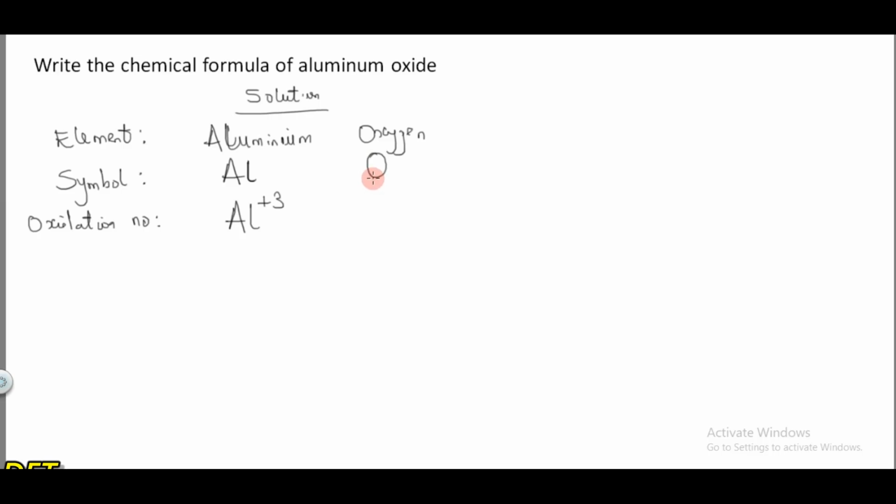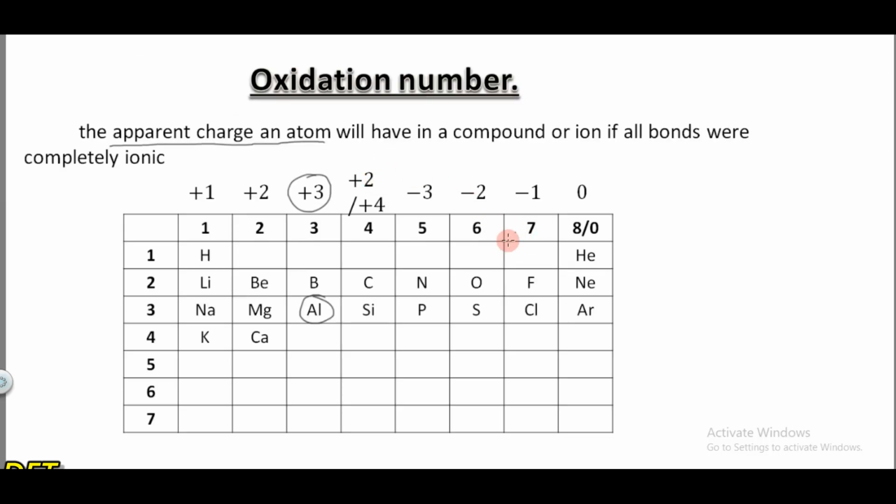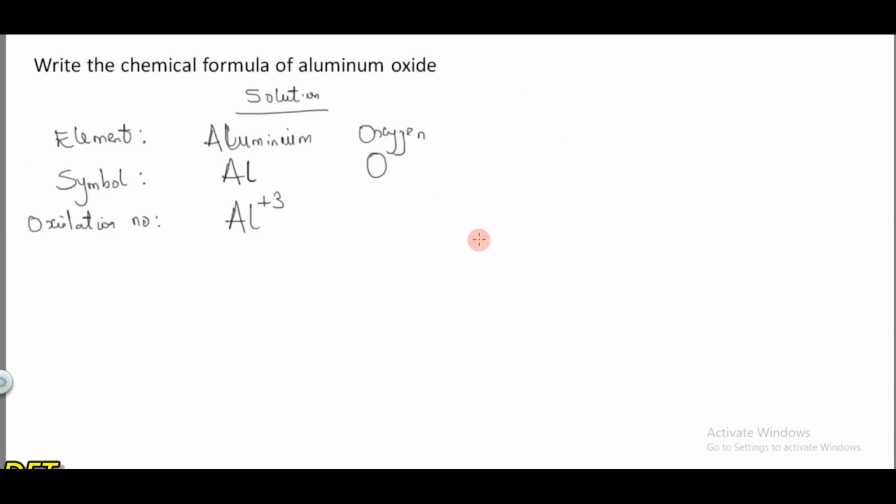Then what is the oxidation number of oxygen? Oxygen is in group 6, right? So the oxidation number of oxygen is -2, because it is in group 6 of the periodic table, right? So the oxidation number of oxygen is -2.